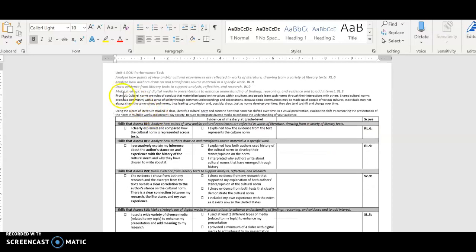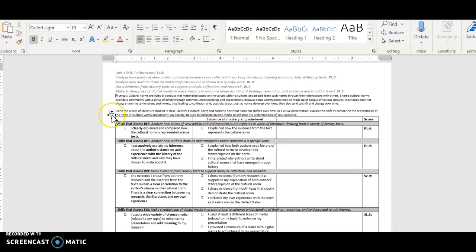So our prompt. Cultural norms are rules of conduct that materialize based on the values within a culture, and people learn such norms through their interactions with others. Shared cultural norms provide a community with a sense of safety through common understanding and expectations. Because some communities may be made up of people of various cultures, individuals may not always share the same values and norms, thus leading to confusion and possibly chaos. Just as norms develop over time, they also tend to shift and change over time. Oh, did you miss that? Okay.